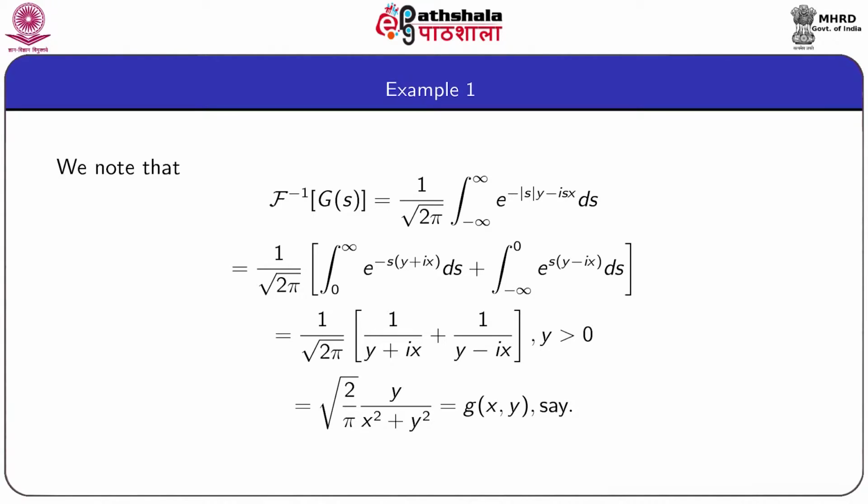Now, before obtaining the Fourier inversion, we first obtain the inversion of capital G(s), which is the Fourier transform of e to the power minus mod s y.